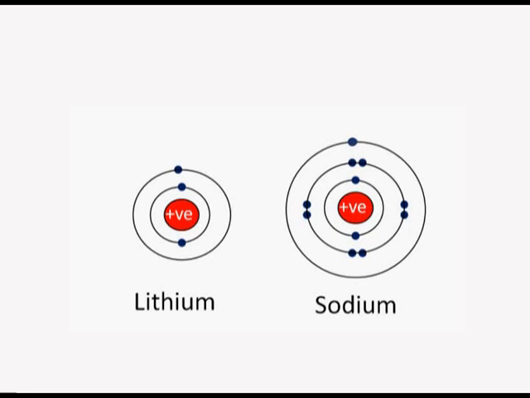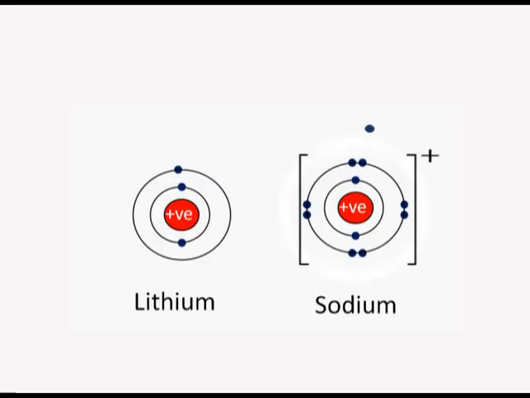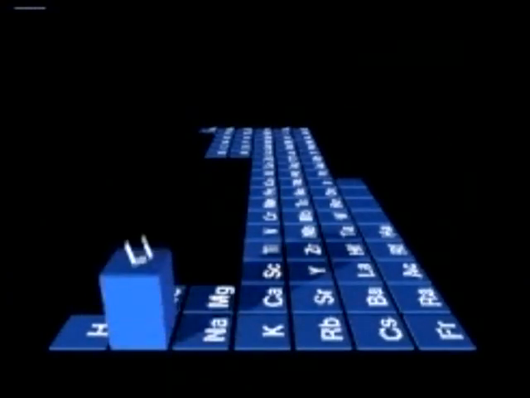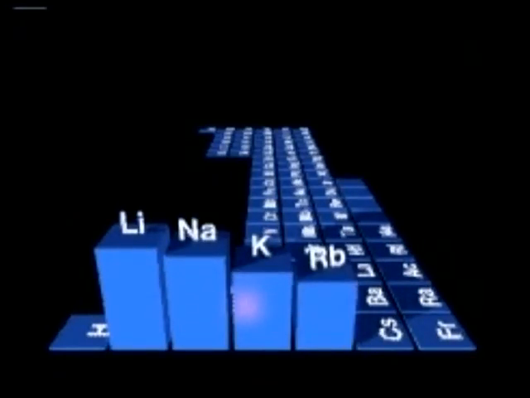If an electron is further from the nucleus, it experiences weaker attraction and thus it's easily removed or lost from the atom. So the ionization energy decreases with increasing atomic radius. So for group 1 elements, ionization energy decreases down the group.